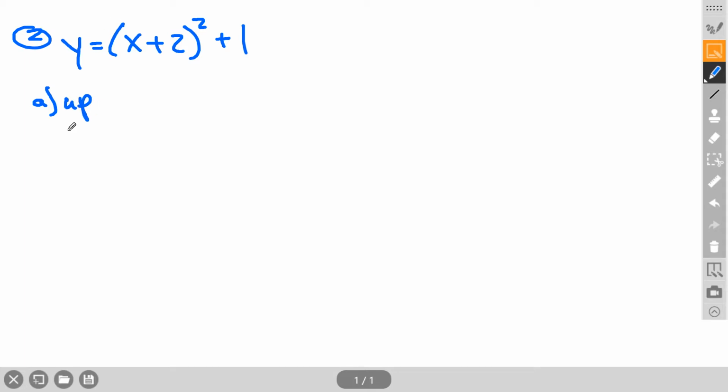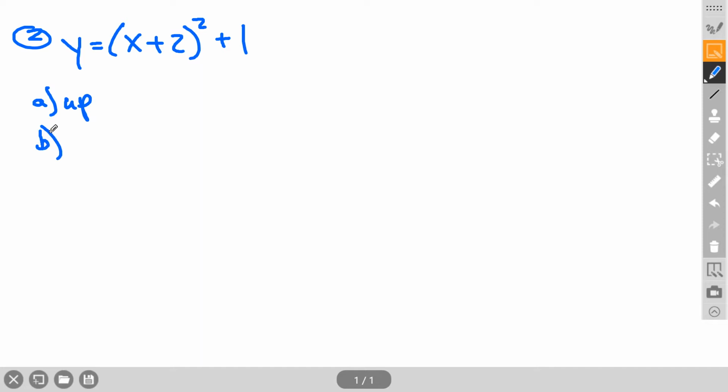Alright, number 2, y is equal to (x plus 2) squared plus 1. I'm answering all of the same things here. A, I want to know open up or down. Well, the a value is 1, so it opens up because it's positive.